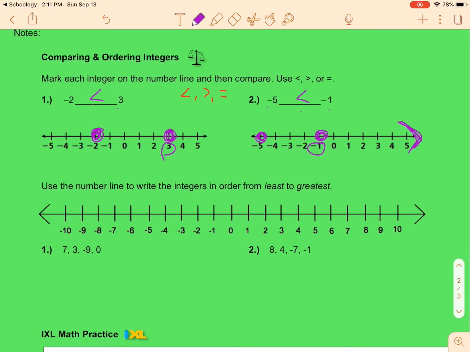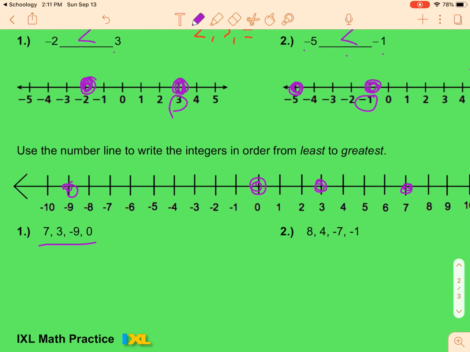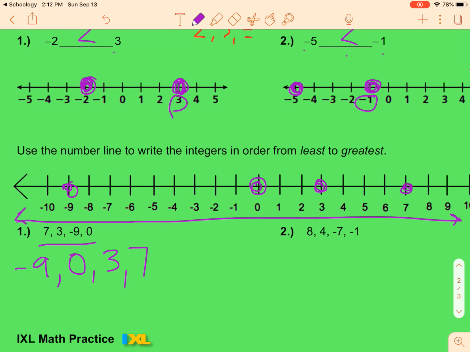We have to write these integers. For number 1, we're looking at 7, 3, -9, and 0. We are going to write them in order from least to greatest. To do that, we're going to put them all on the number line. So I see 7, 3, -9, and 0. We need to put them in order from least to greatest. My first number on the left-hand side, because we're moving from left to right, is -9. And then I have 0, and then 3, and then 7.